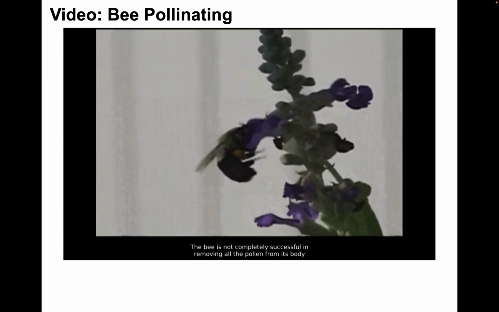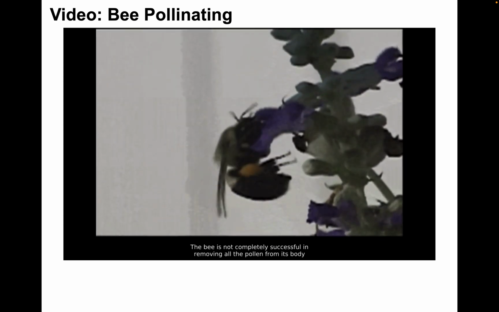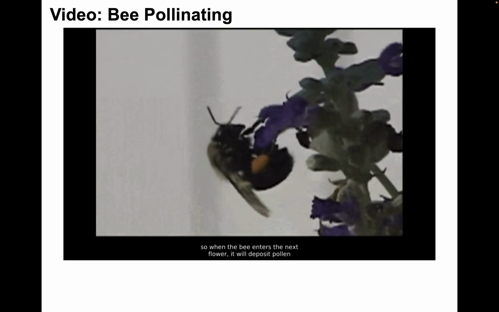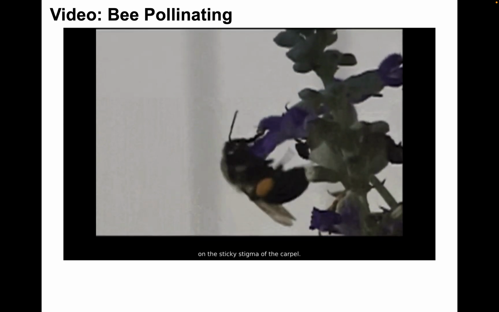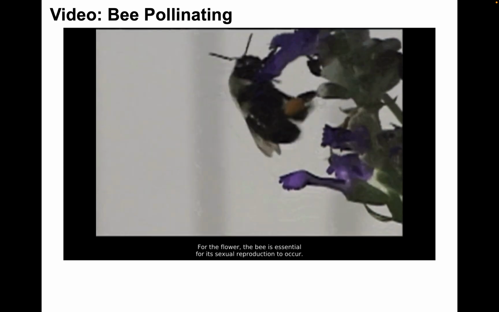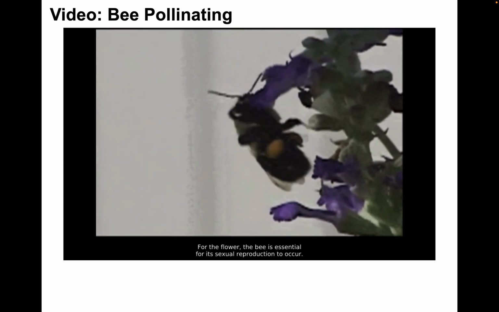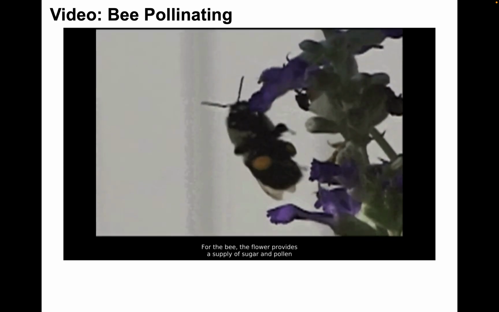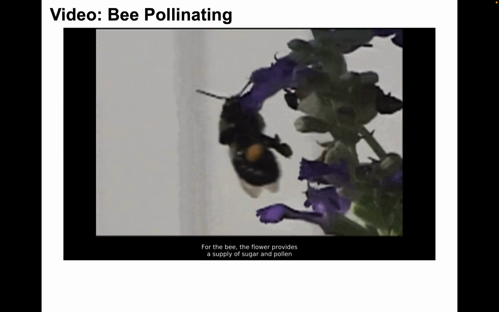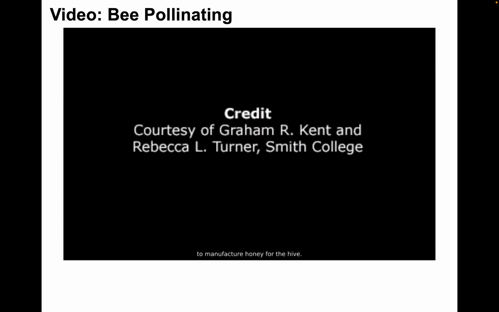The bee is not completely successful in removing all the pollen from its body, so when the bee enters the next flower, it will deposit pollen on the sticky stigma of the carpel. For the flower, the bee is essential for its sexual reproduction to occur. For the bee, the flower provides a supply of sugar and pollen to manufacture honey for the hive. Credit courtesy of Graham R. Kent and Rebecca L. Turner, Smith College.